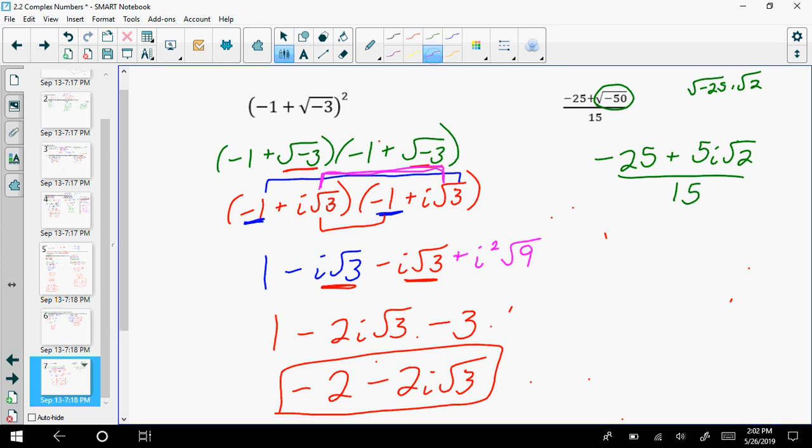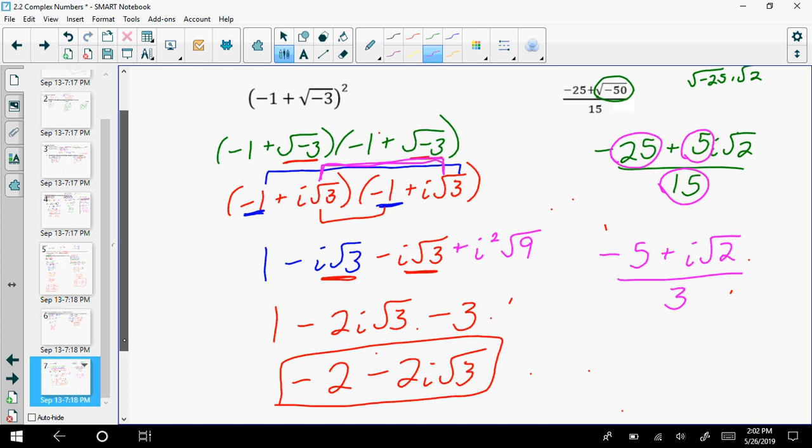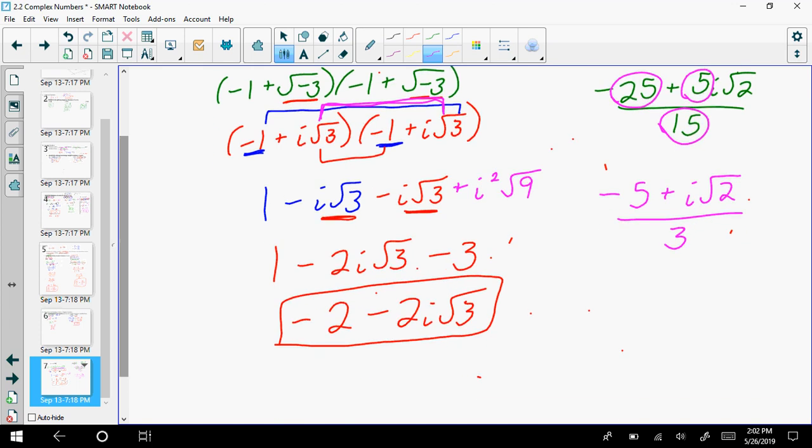And then the last step, and I can do this because I can do it from all three numbers. I can divide a number from all three of them. I can divide a 5. So I would get -5 plus i square root 2 over 3. And technically, if we're being picky, if I asked you to write that in standard form, we would break it apart. Here's my real number plus my imaginary number. That would technically be standard form.